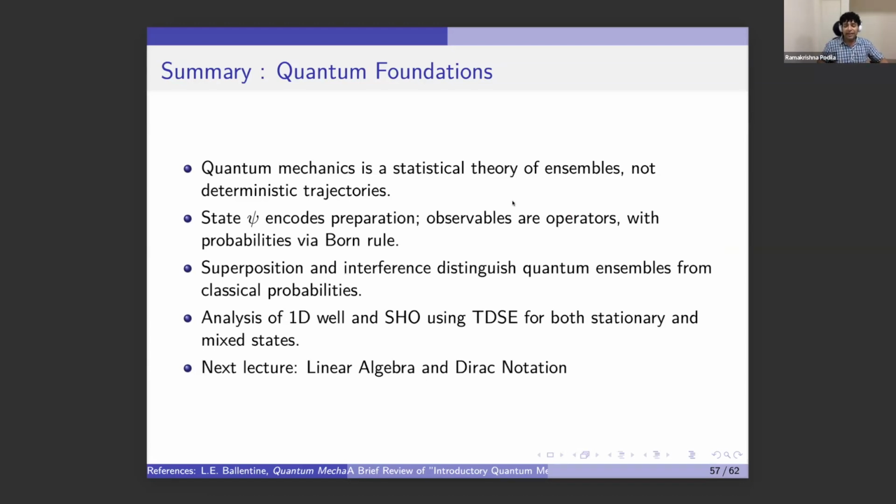And we can define operators. For example, we defined this operator called the Hamiltonian operator, right? We said that this is like minus h bar squared by 2m.